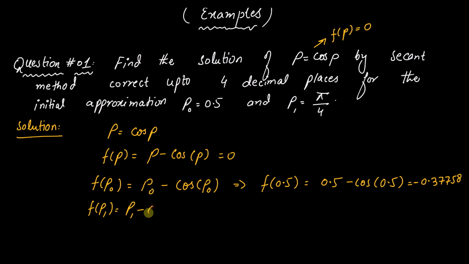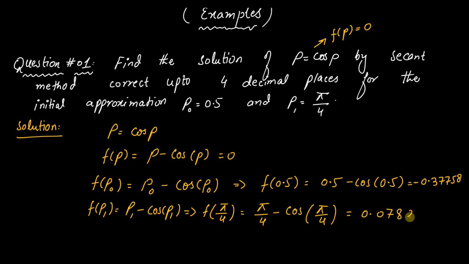After that, we need to substitute f of p1. So we have p1 minus cos of p1. So f of pi by 4 is equal to pi by 4 minus cos of pi by 4. After simplification, we will get 0.078291. So this is a positive value and the other is a negative value, so we got opposite signs. It means that these initial guesses are fine and the root lies in that range. Now let's go for the first iteration.